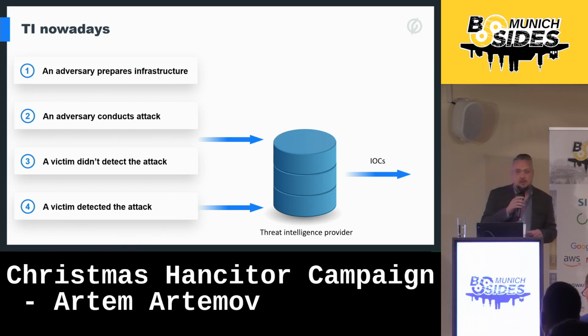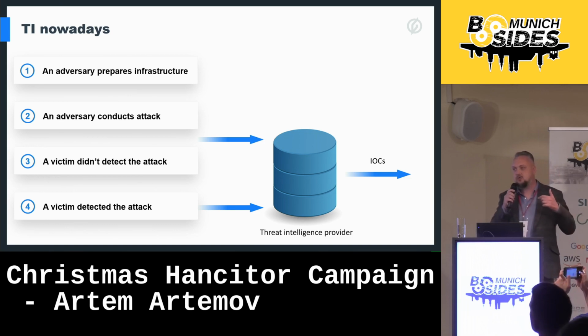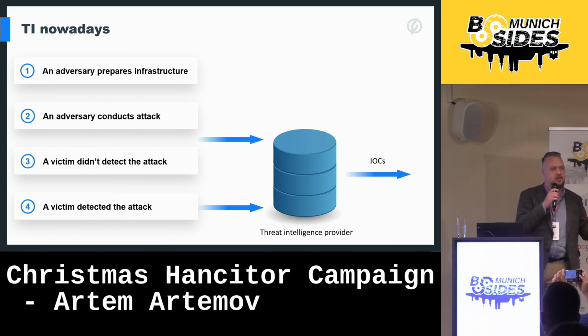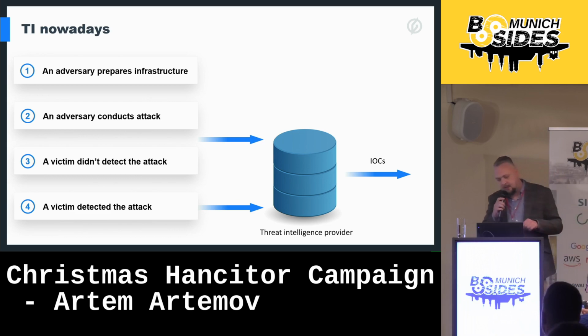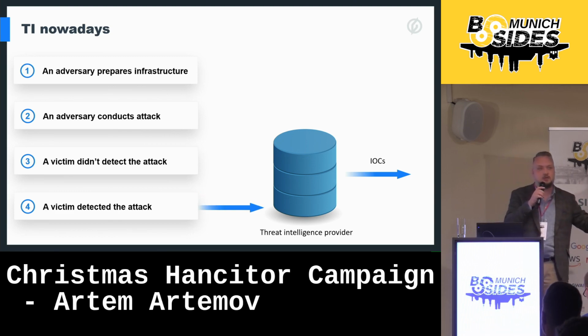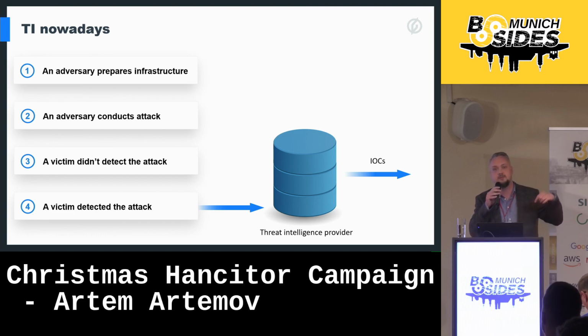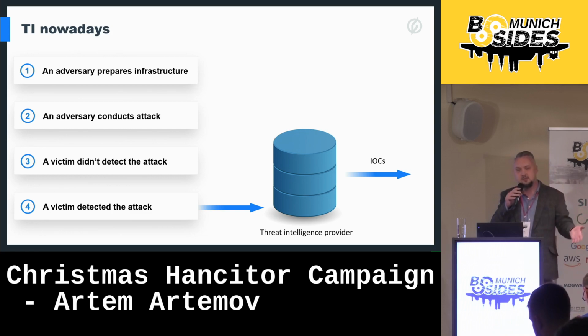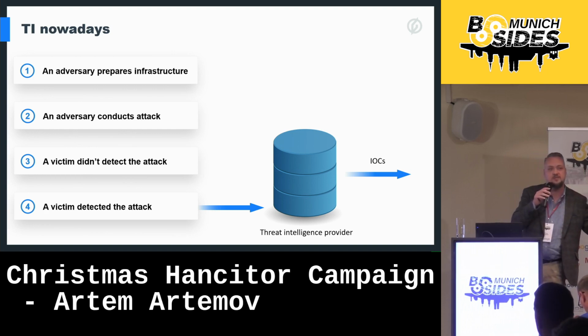Let's start with threat intelligence. What is threat intelligence? We, as cybersecurity specialists, always want to get indicators of compromise, to be sure that our systems are clean and we don't have those indicators inside our environment. But when do we get those indicators of compromise? Usually, nowadays, the victim in the wild was infected. They detected the attack, probably responded to that attack, and then the threat intelligence provider gets some indicators of compromise, and then sends them to us.